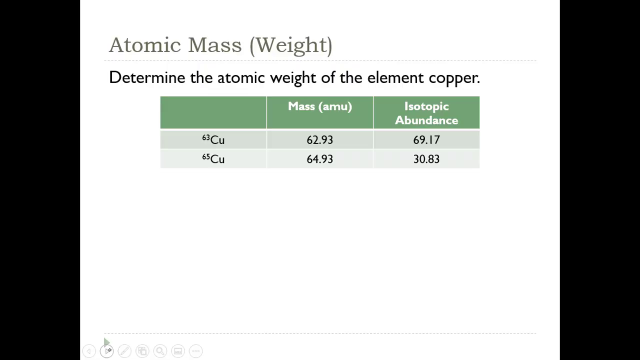And then another example: determine the atomic weight of the element copper. See if you can do that one. All you would have to do is divide these isotopic or percent abundances by 100, then multiply each by its mass, and then add them up like we did previously.